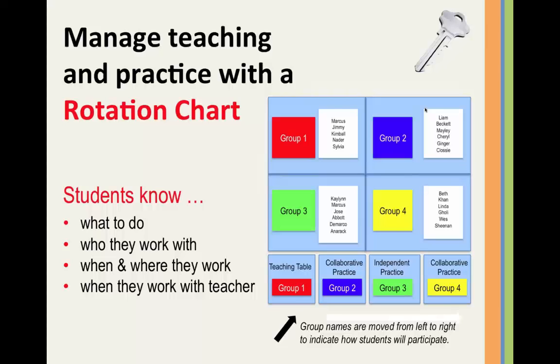Then you see that there are 2 squares at the bottom for collaborative practice, and the third square is independent practice. Grouping doesn't matter on independent practice. Grouping matters for teaching table. You want it homogeneous so you can target that lesson. And then in collaborative practice, you want it to be mixed skill.